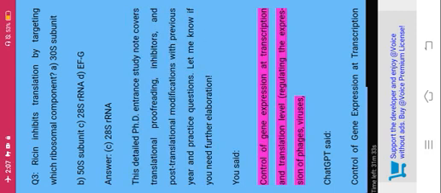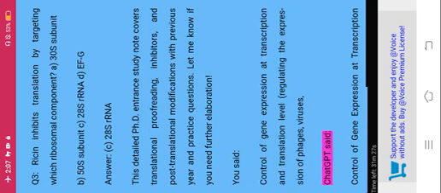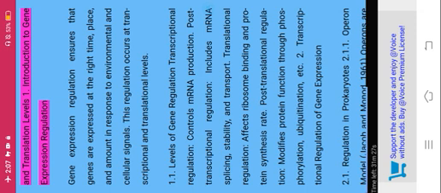You said: Control of gene expression at transcription and translation level, regulating the expression of phages, viruses. ChatGPT said: Control of gene expression at transcription and translation levels. 1. Introduction to gene expression regulation.